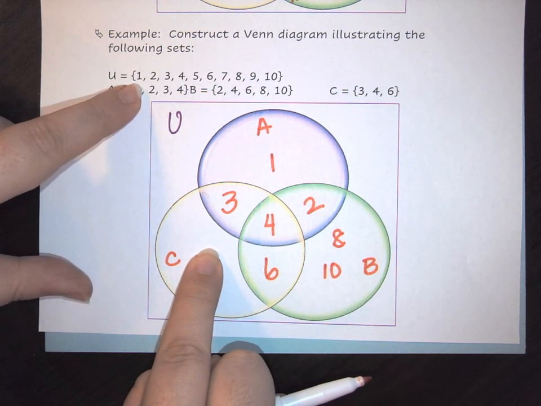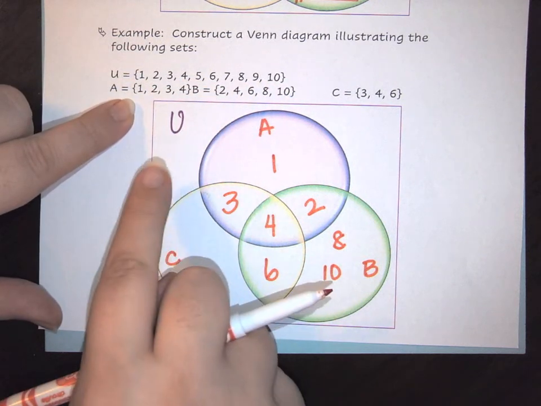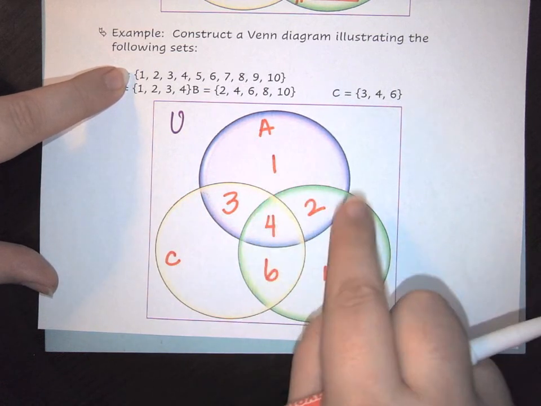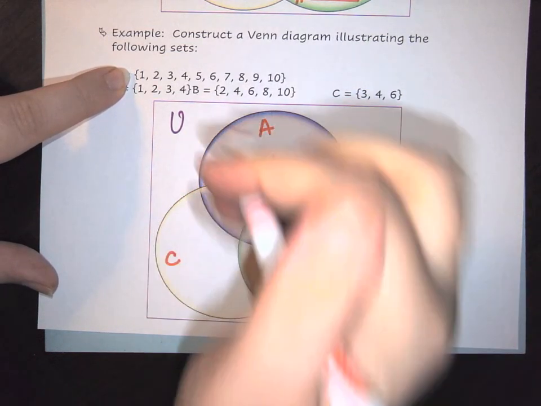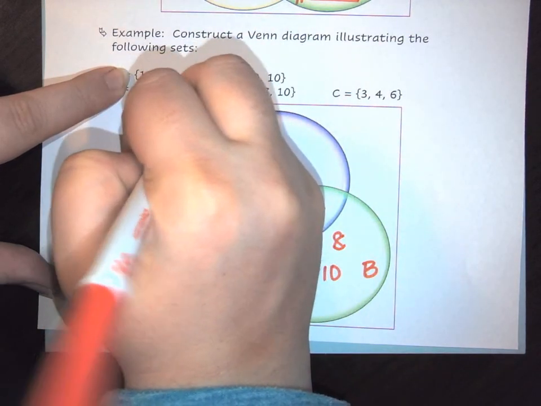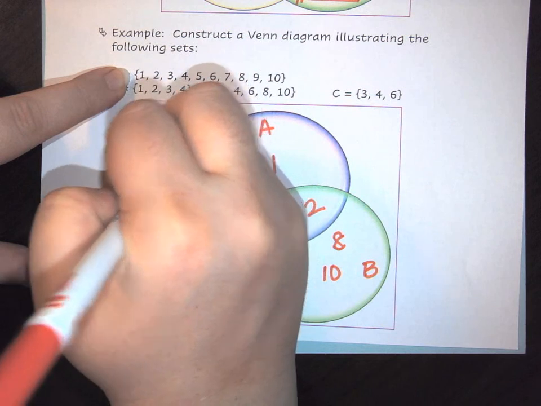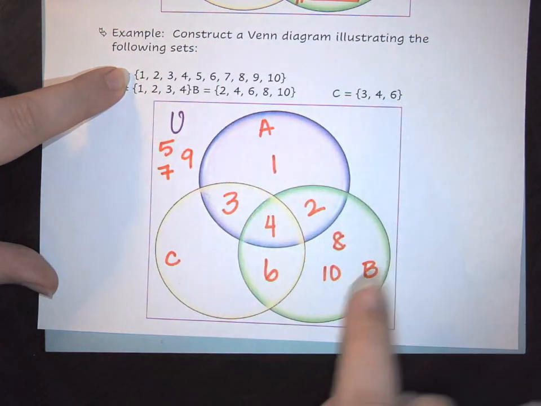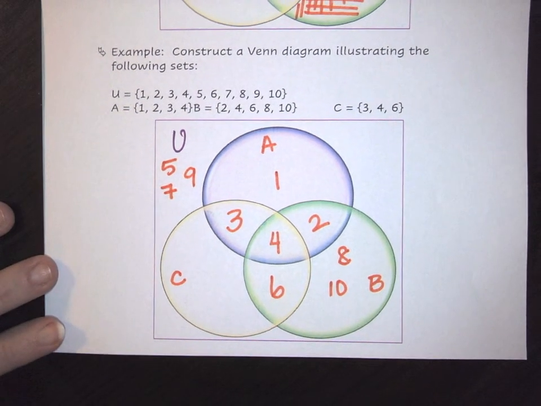But now I've got my universal set, so I need to look at what numbers out of my universal set are missing, and that's what goes on the outside. So if you look, I've used a 1, I used a 2, 3, 4, but I did not use a 5. So we have a 5 out here. I used a 6, but not the 7. I used an 8, but not the 9. I used a 10. And there you have it.